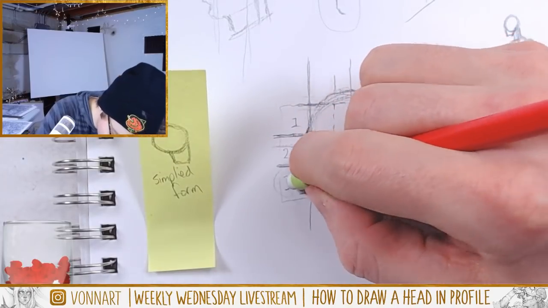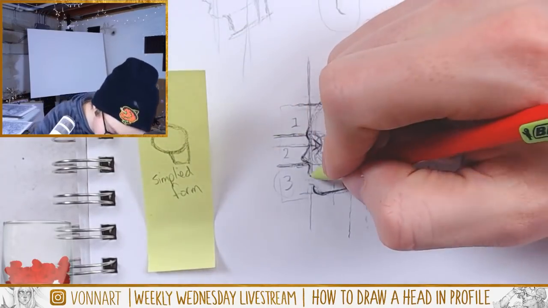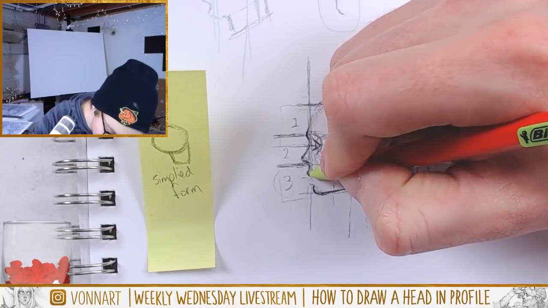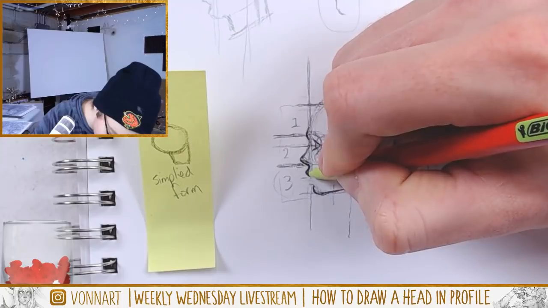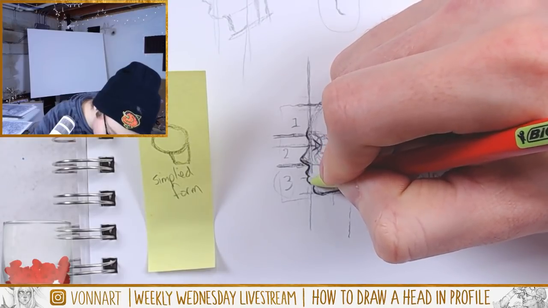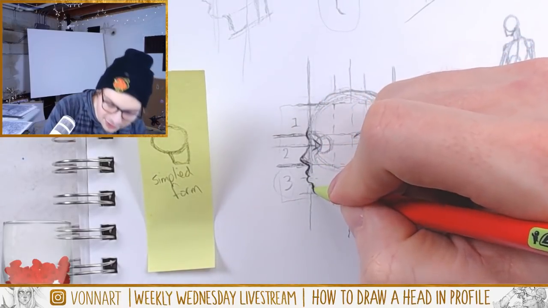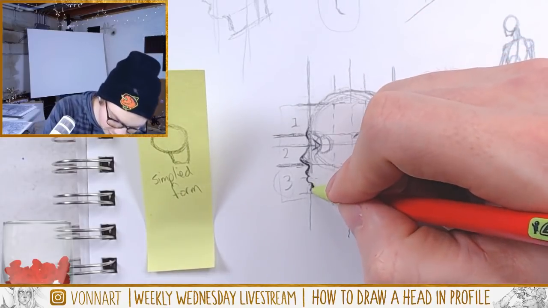That was a low lip line. So usually the lip line is right in the center. There we go. And when I say lip line, I mean where your mouth actually opens. That would be your lip line.